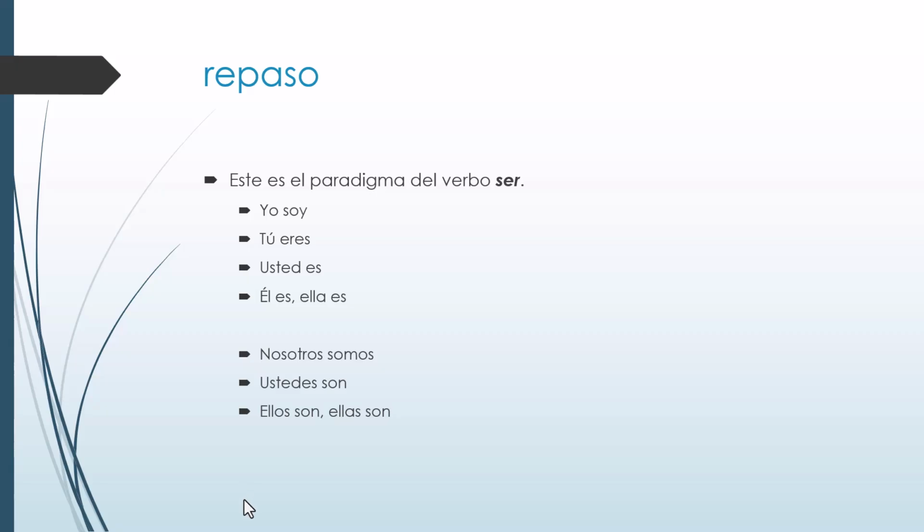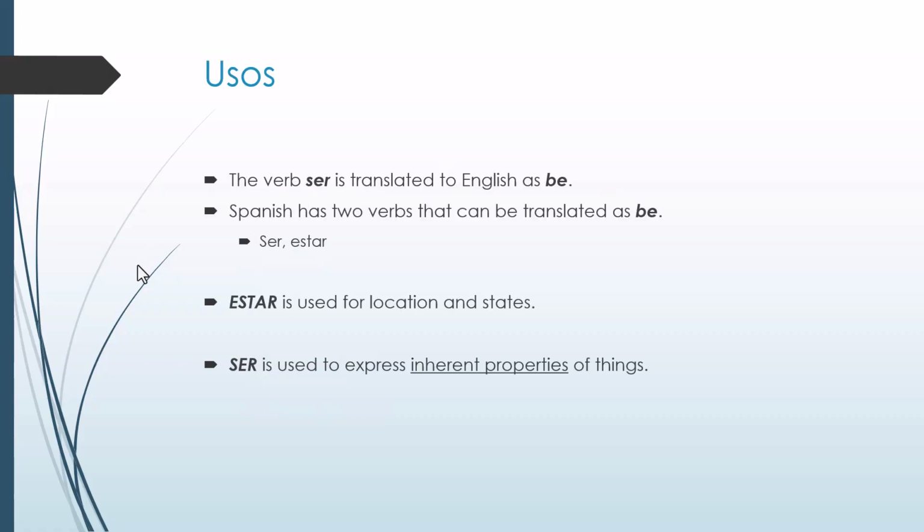Right, so one more time, leaving the pronouns out. Soy, eres, es, somos, son. Those are our verb forms. So verb ser usually is translated as English be, and it's close. It's one of the two, right? You know that there's two in Spanish, or if you don't know, you know. There's ser and there's estar.